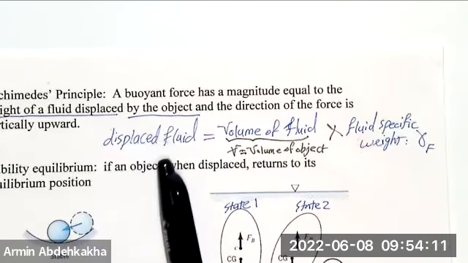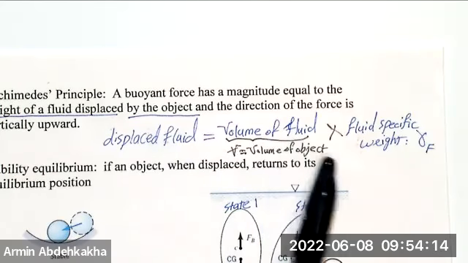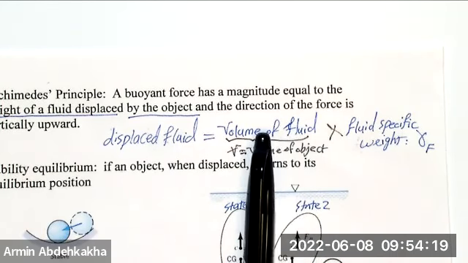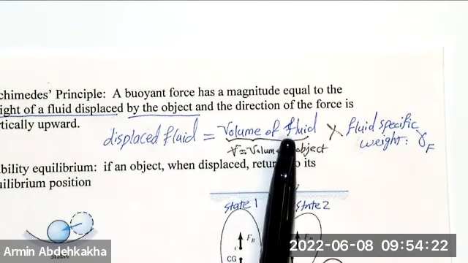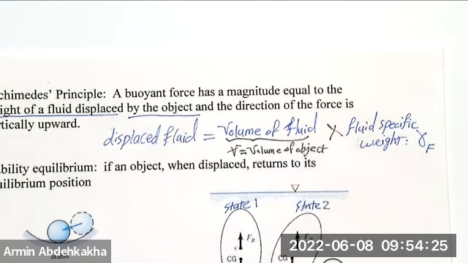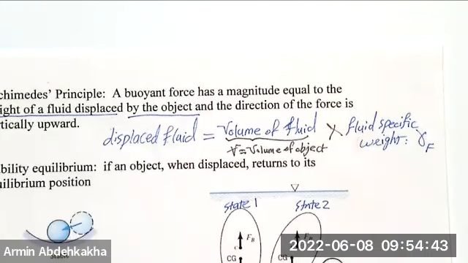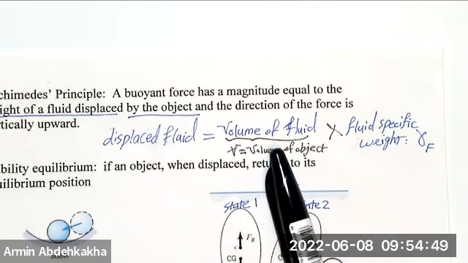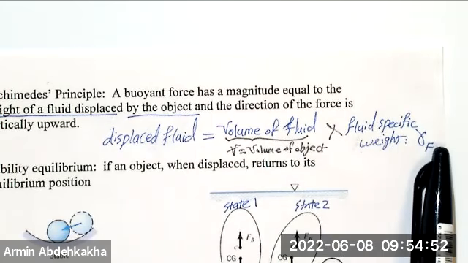Now the displaced fluid weight is the volume of the fluid times the fluid specific weight, right? That's the gamma fluid. But we know that the volume of the fluid displaced is equal to the volume of the object. An object with a volume of 1 cannot displace a volume of fluid more than its volume, right? Or lower than its volume. When the volume of the object is equal to 2 meter cubed, absolutely the displaced fluid volume is 2 meter cubed. That's why we replace these two, and we find that when you have an object, find its volume, multiply by the gamma of that fluid, then you have the buoyant force.